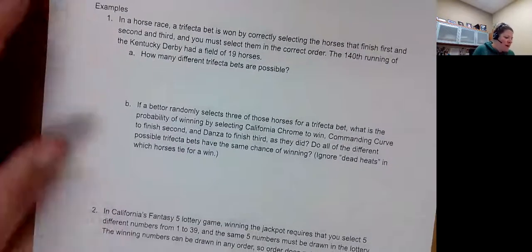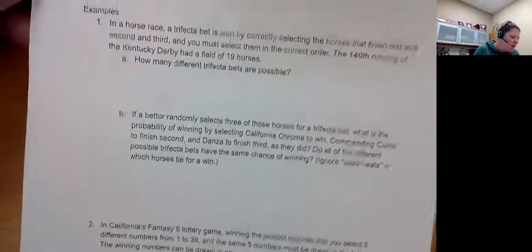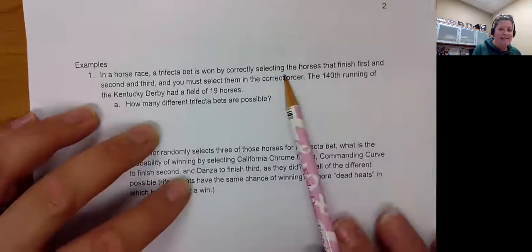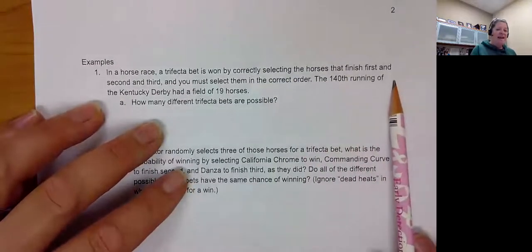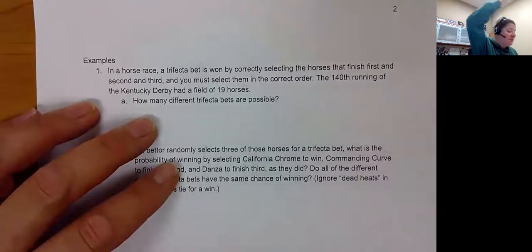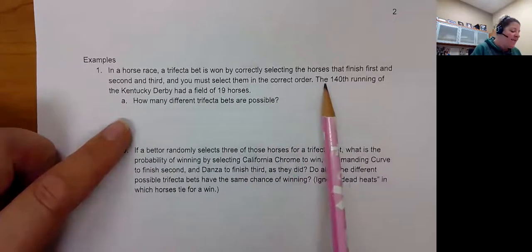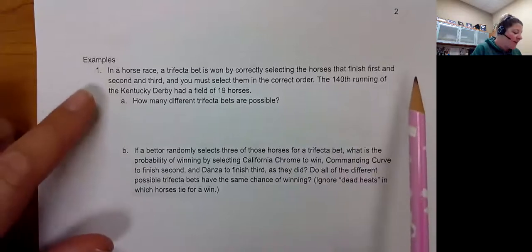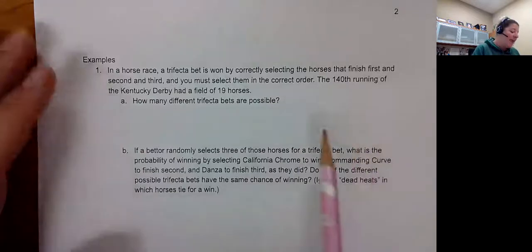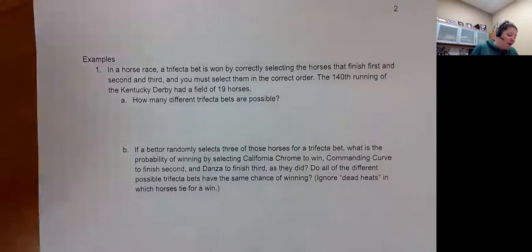So a horse race. A trifecta bet is won by correctly selecting the horses that finish first and second and third. So you go and you bet and you say, that horse is going to get first, that one's going to get second, that one's going to get third. And you must select them in the correct order in order to win. The 140th running of the Kentucky Derby had a field of 19 horses. How many trifecta bets are possible? So how many total bets are possible?